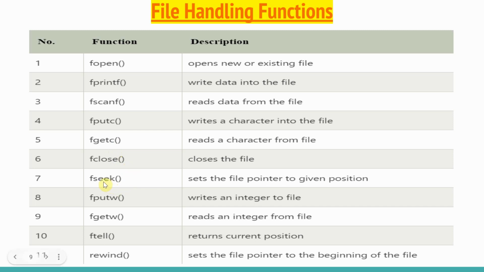Then fseek is one function where you can set a particular location from where you want to read. And if you want to write an integer and read an integer, we have fputw and getw. And ftell actually tells us where the present location in your file is. And rewind actually sets us to the beginning of the file. So these are important file related functions. You can take a screenshot of this for remembering.